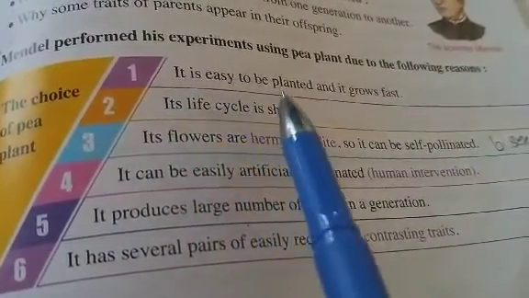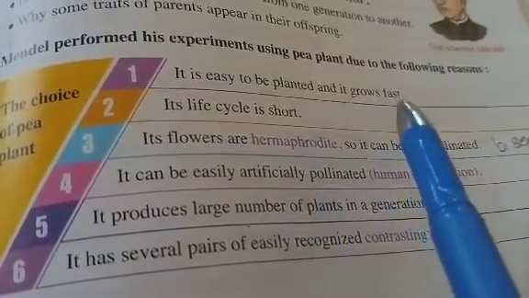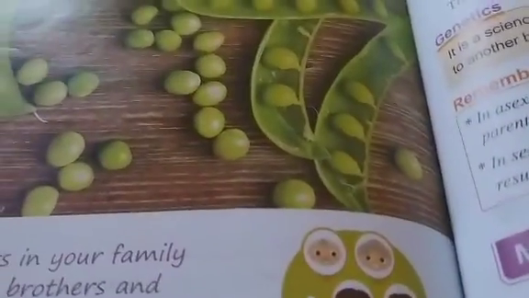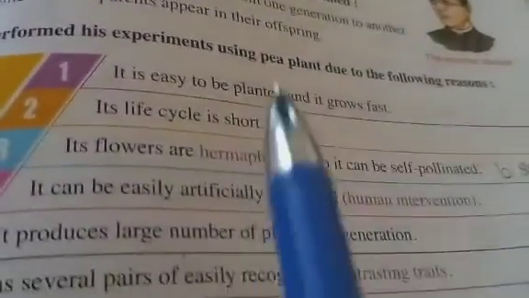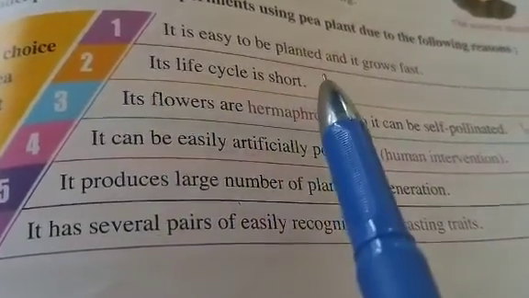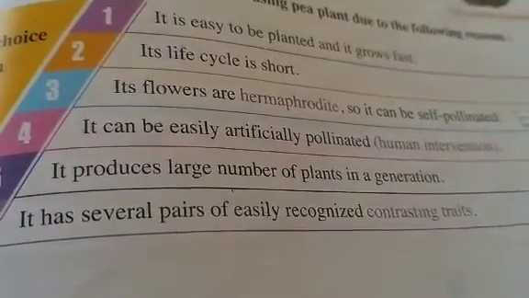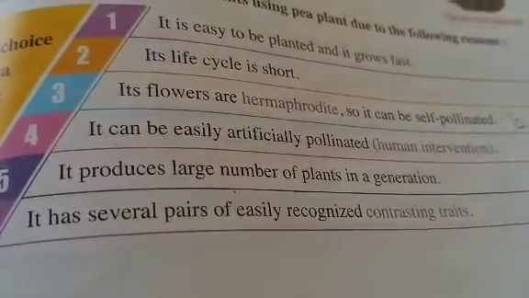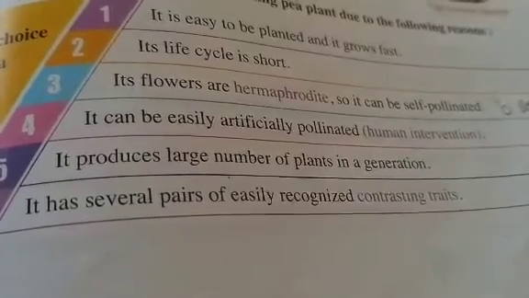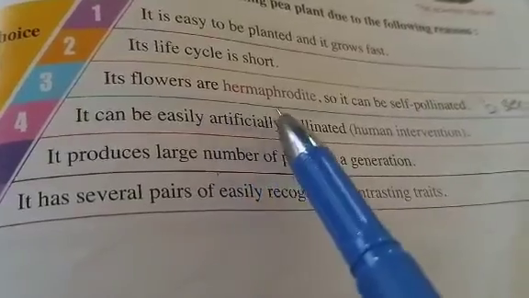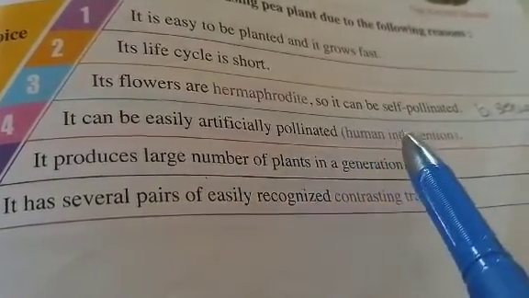Number 1, it's easy to be planted and it grows fast. You can plant it easily and it grows fast, so it will not take a long time to see the offspring. Number 2, its life cycle is short. So this helps him to produce many generations and to see the results on many generations. Number 3, its flowers are hermaphrodite, so it can be self-pollinated.